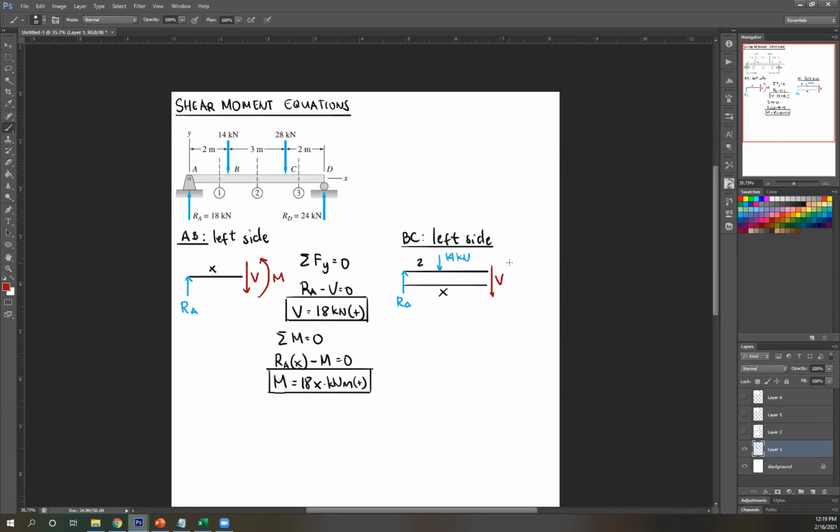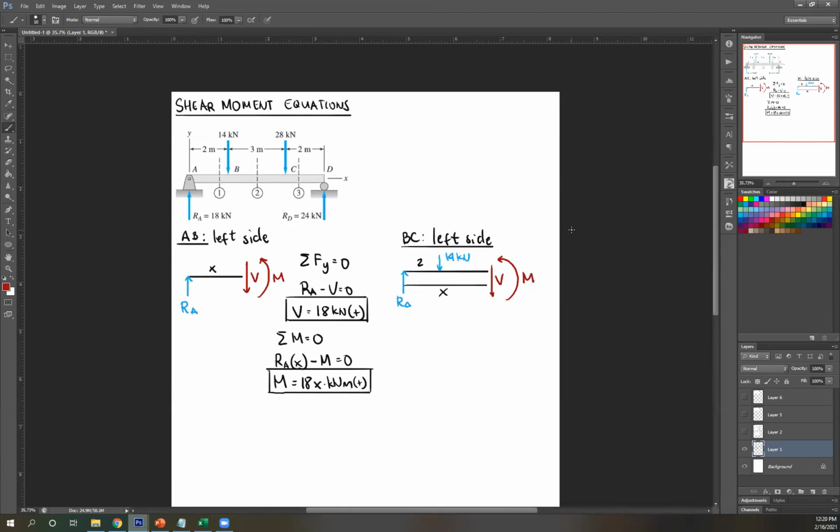Next, moment. So RA greater than 14, 18 greater than 14, so you're gonna have an excess moment upward. About this point, this is clockwise. To make that in equilibrium, I'm gonna guess my moment is counterclockwise.